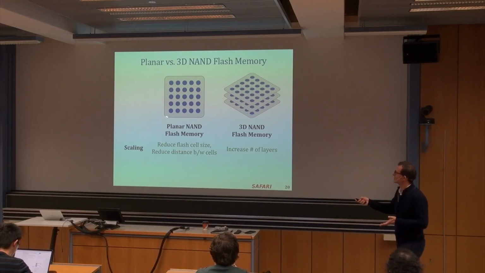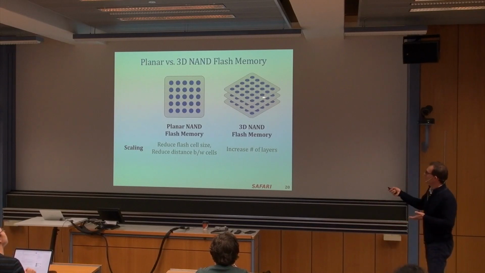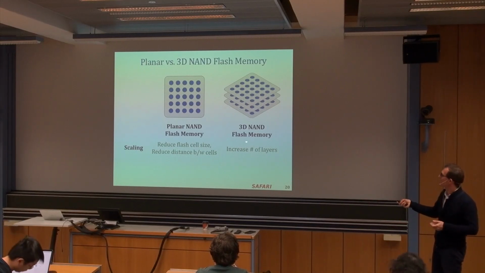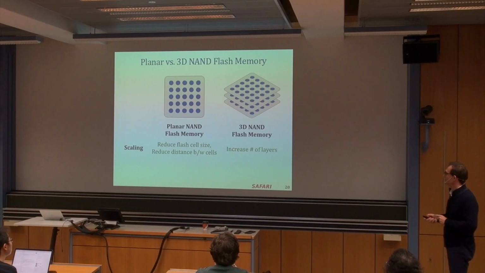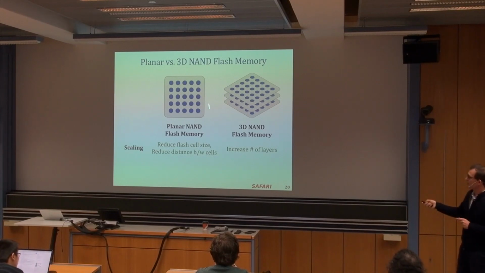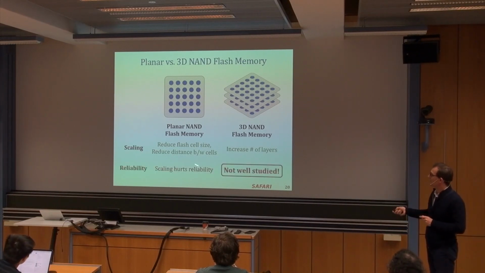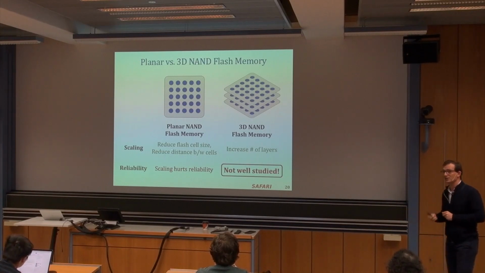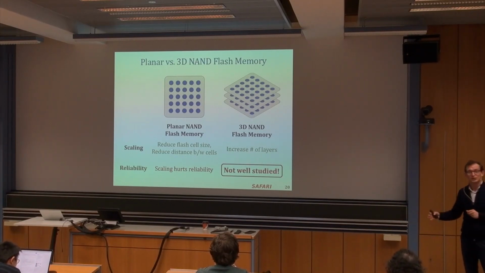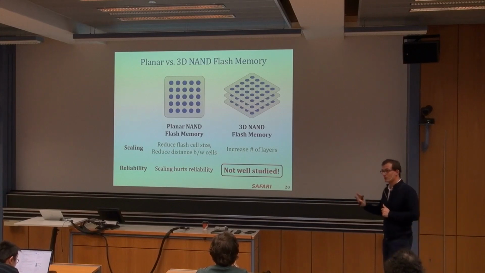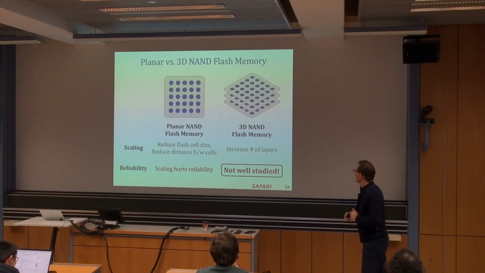And what's the difference? This is two-dimensional, as you can see. Three-dimensional NAND flash memory, you stack these cells, and I'm going to show you an example of this. Basically, you can increase the number of layers. So this turned out to have scaling issues. Scaling actually hurt reliability a lot, and a lot of methods have been developed to improve the reliability, to make this work, basically. And we're going to talk about a lot of those methods.